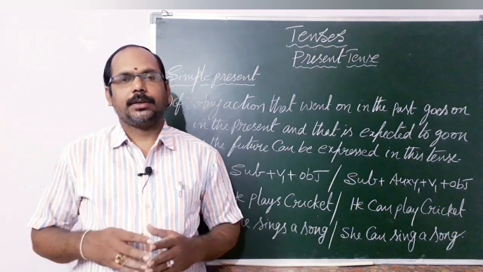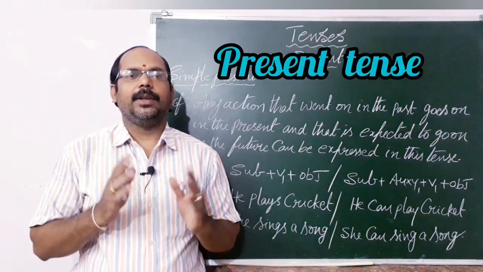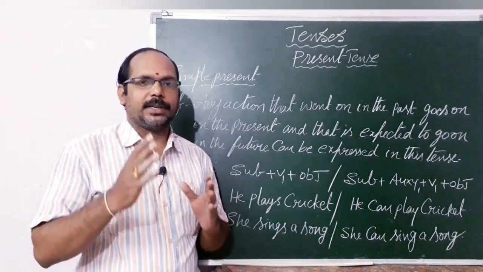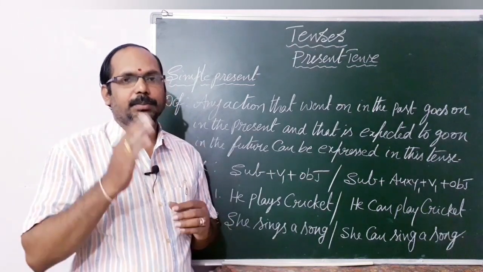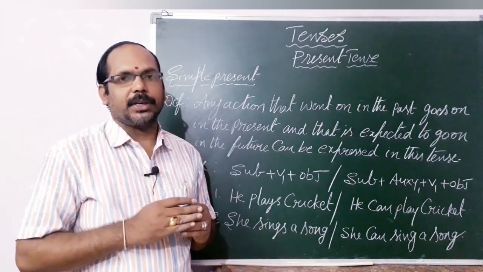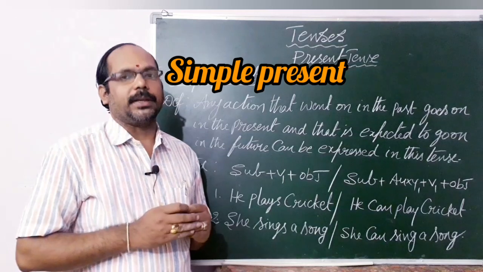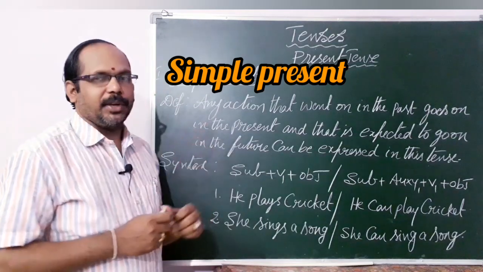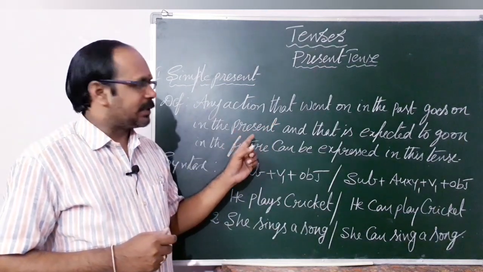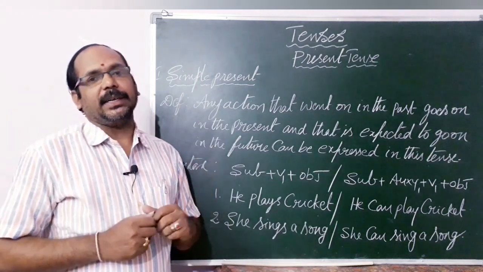My dear students, now let us discuss the first tense, present tense. It is very important. Present tense, as I said, can be divided into four kinds: simple present, present continuous, present perfect and present perfect continuous. Among the four, first we discuss the simple present tense. The definition: any action that went on in the past, goes on in the present and is expected to go on in the future can be expressed in this tense.